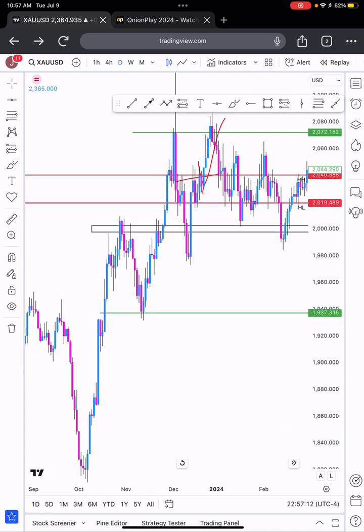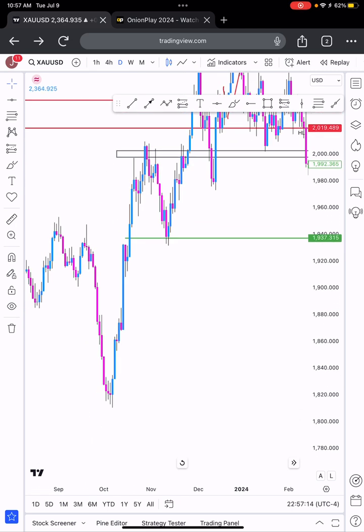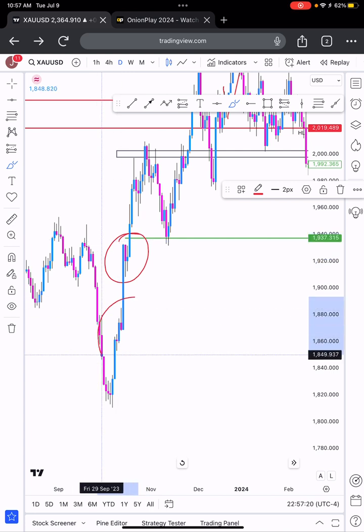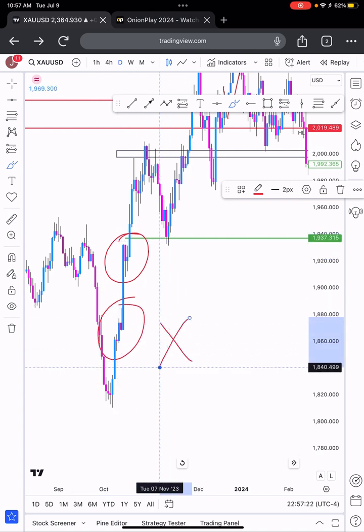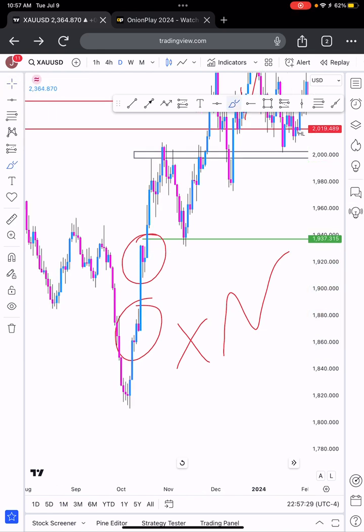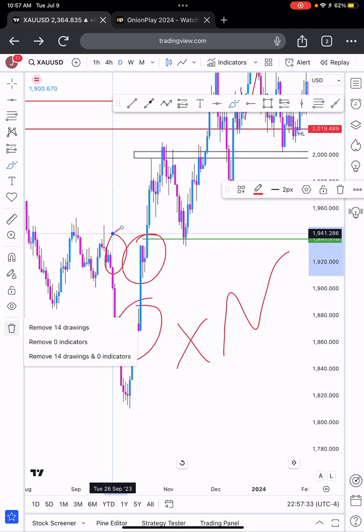Like, I'll give you an example of what's not structure. Like, okay, so this could be considered structure. This right here is not structure. I wouldn't consider this a pullback. I would just consider that market structure, right? So you have to be able to identify it. Just go back and take a look. Like this here is absolutely nothing, right?